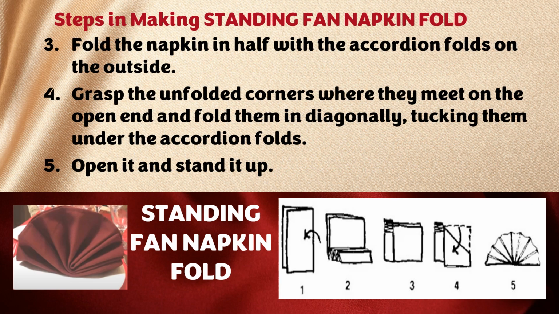3. Fold the napkin in half with the accordion folds on the outside. 4. Grasp the unfolded corners where they meet on the open end and fold them in diagonally, tucking them under the accordion folds, and finally, open it and stand it up.